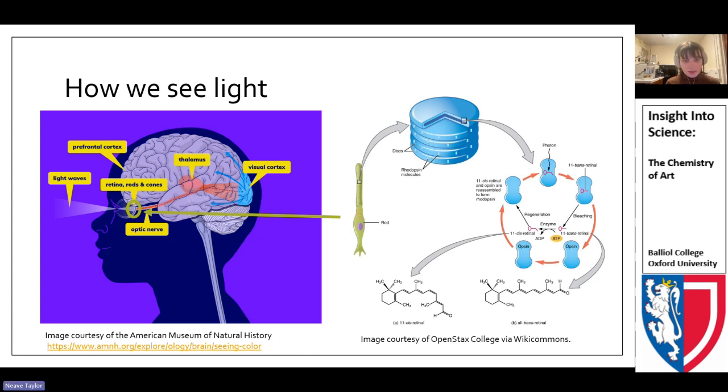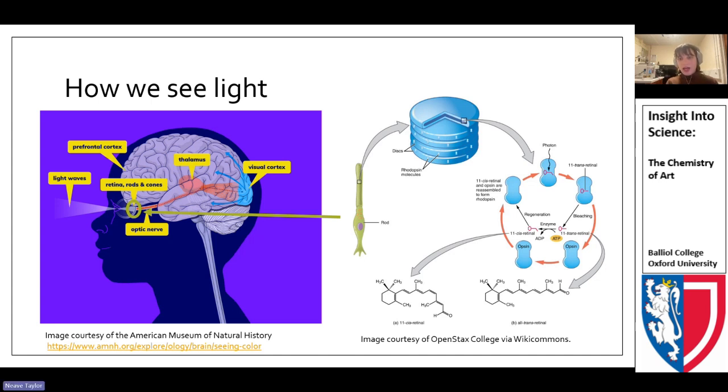So that's what's happening there. I'm just going to show you the example of the rod. The cone is, of course, different, but it uses the same basic principle. Essentially, in the back of the retina, we have these rod cells. Within those rod cells, we have these biochemical discs. Inside of those discs, we have rhodopsin molecules. And inside of those rhodopsin molecules, we have retinal. This retinal is a real important molecule to think about here. This is where the interesting chemistry happens.